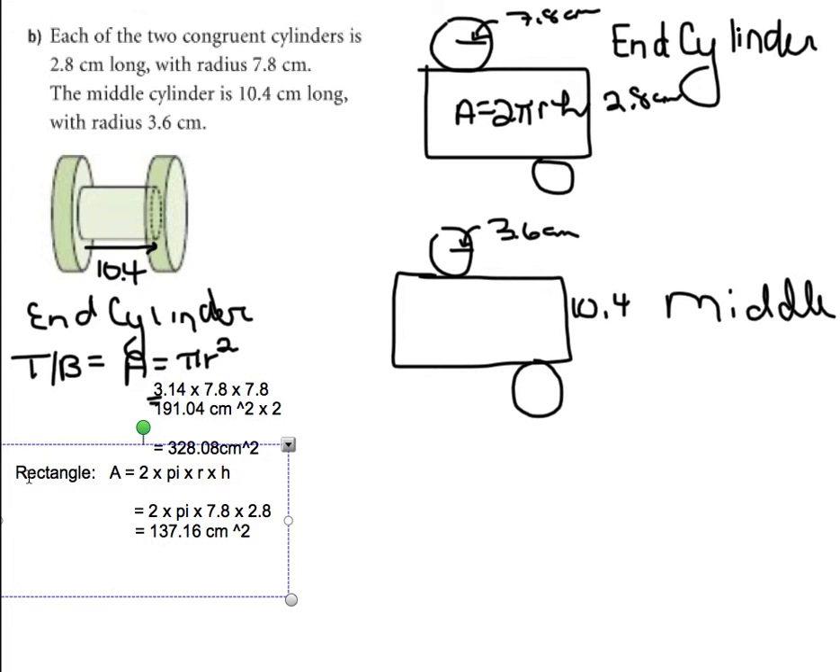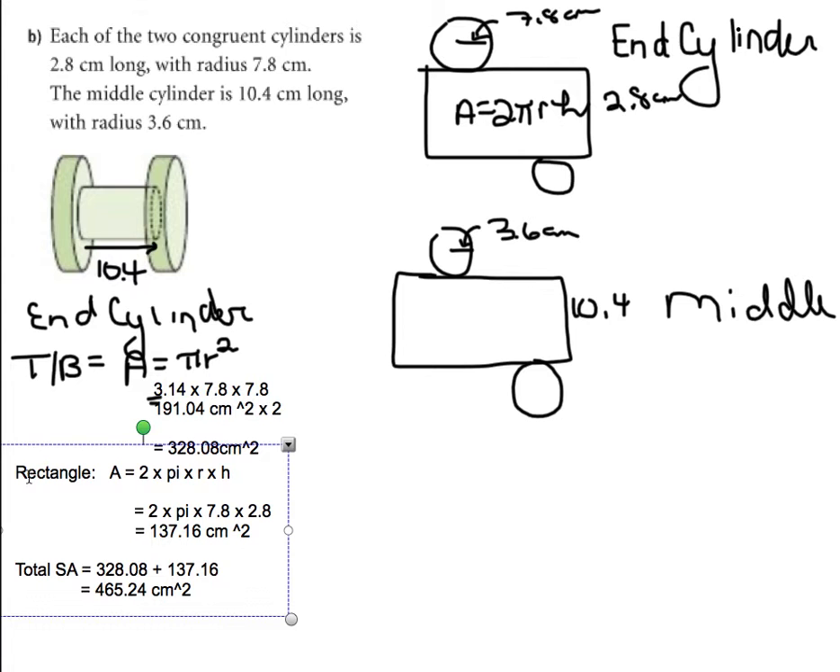Okay, so now all we have to do now is add these two together. So total surface area is equal to 328.08 plus 137.16. And you should get an answer for one of the cylinders equal to, let's see, 328.08 plus 137.16. I'm going to get 465.24 centimeters squared.